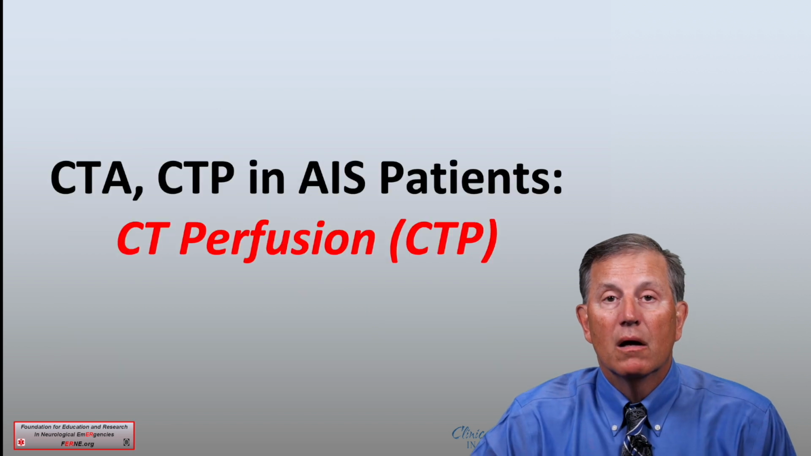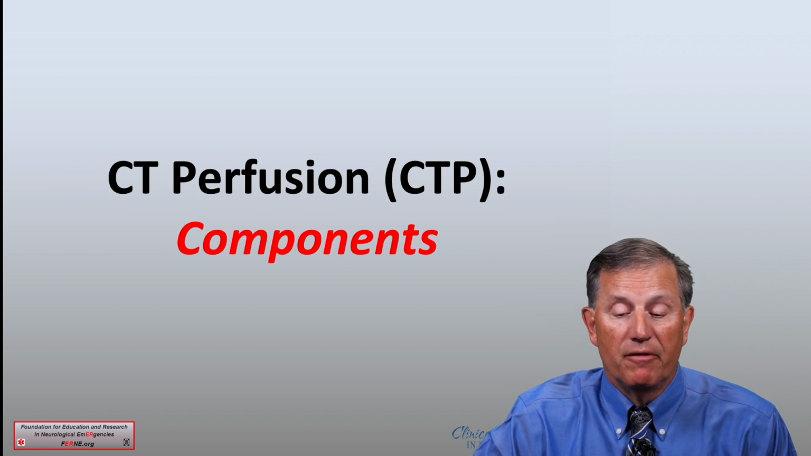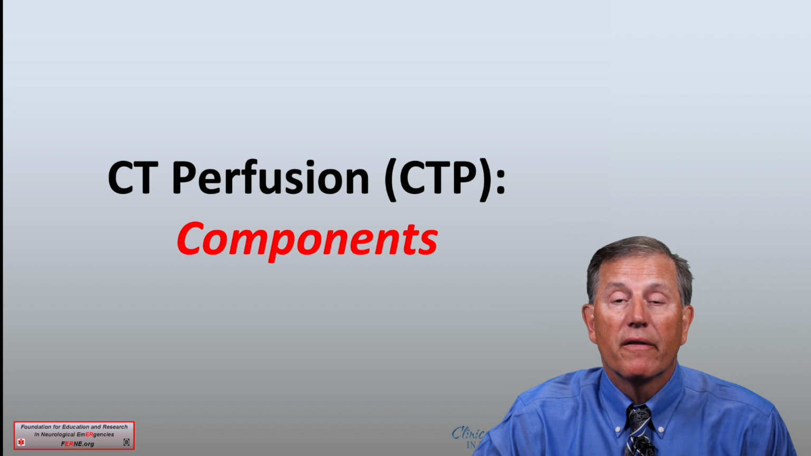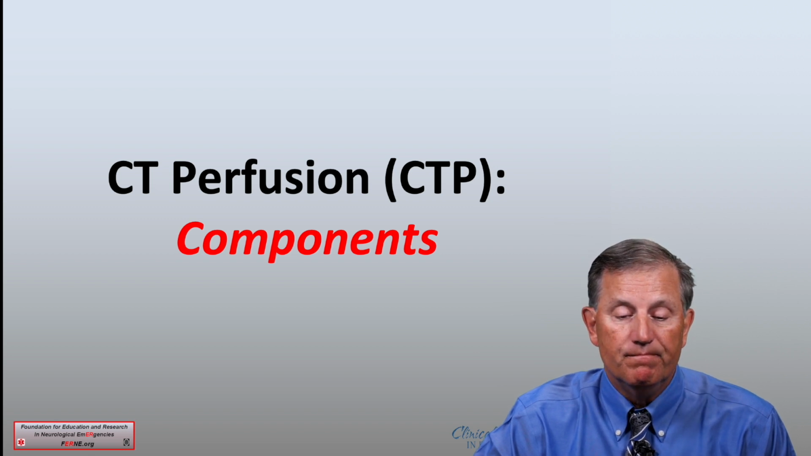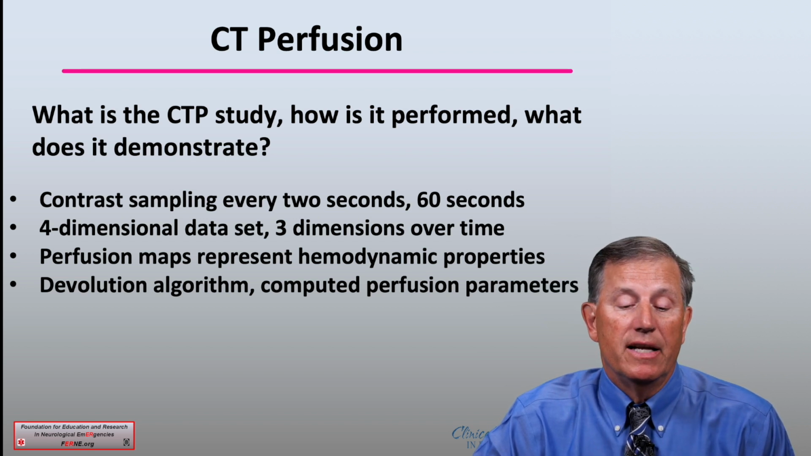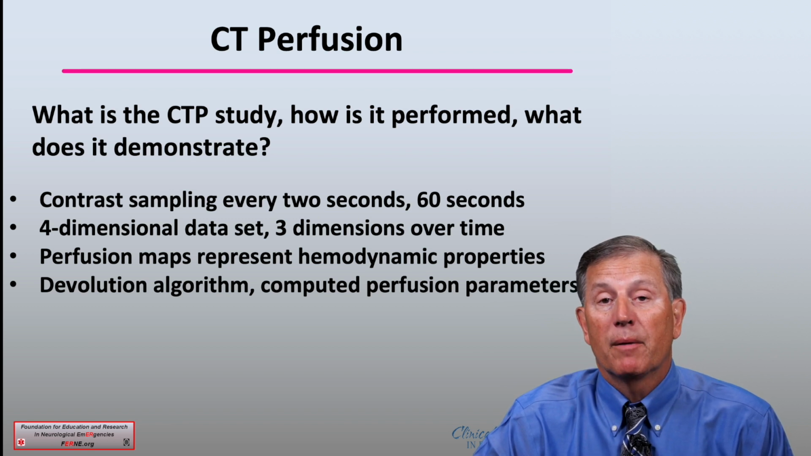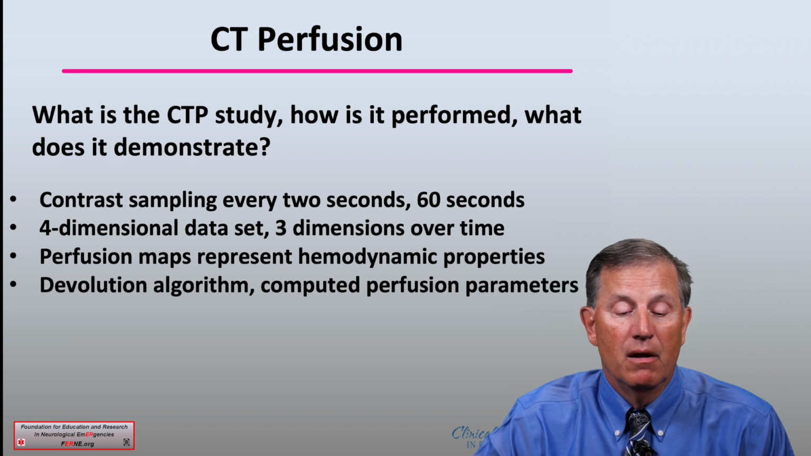Next, when considering multimodal CT testing, we need to consider the use of CT perfusion or CTP. What are the components of CT perfusion? What is this study? How is it performed? What does it demonstrate? The CT perfusion study does contrast sampling every 2 seconds for 60 seconds. It provides a 4-dimensional data set with 3 spatial dimensions and a time component. It provides perfusion maps which represent hemodynamic properties of the tissue at risk. Using a deconvolution algorithm, it provides computed perfusion parameters.